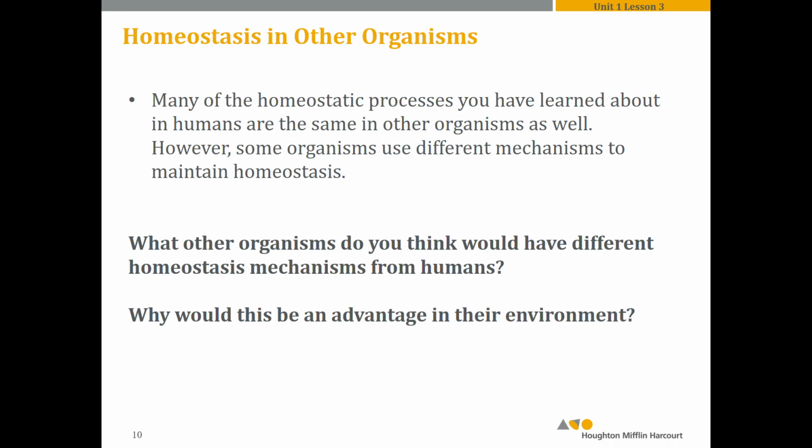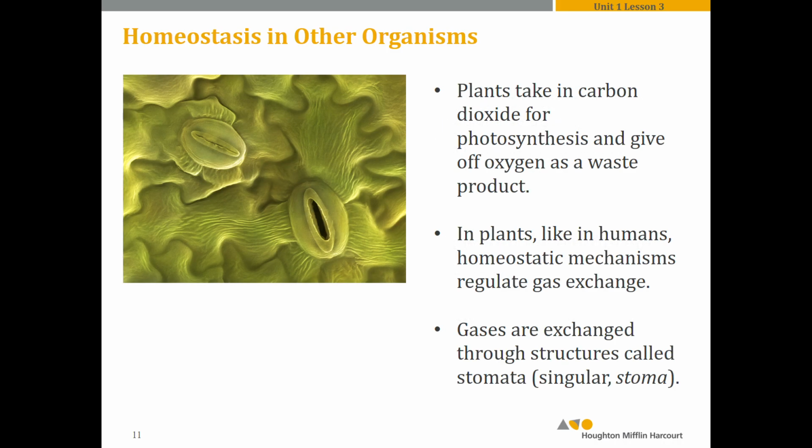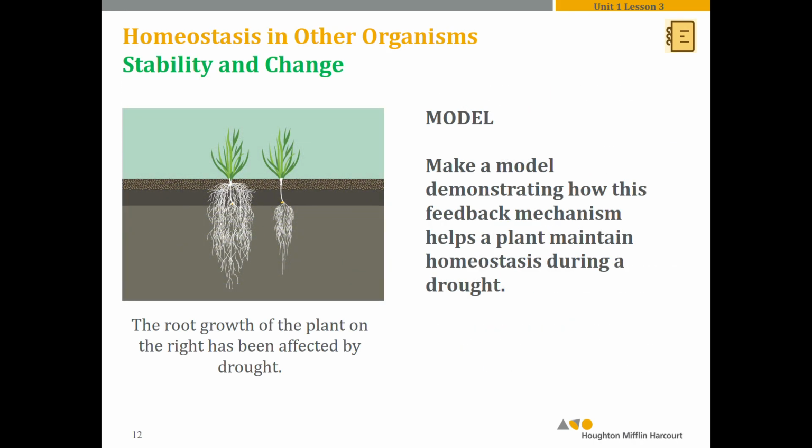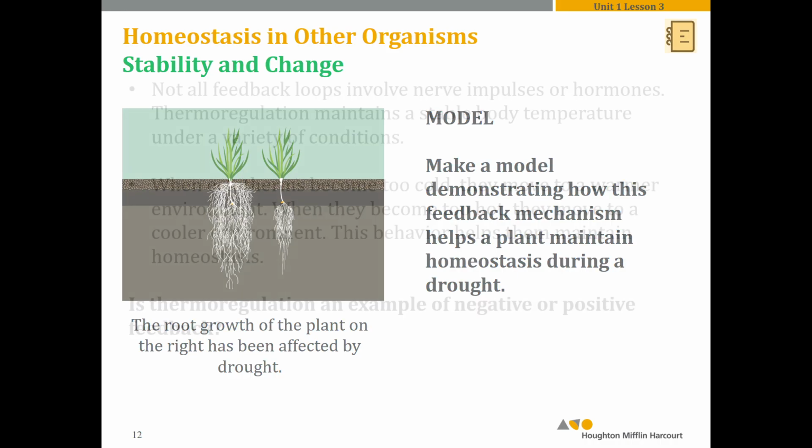Many of the homeostatic processes that we have learned in humans are the same in other organisms as well. In plants, they take in carbon dioxide during the process of photosynthesis and release oxygen. This is a homeostatic mechanism of regulating gas exchange. The gases are exchanged through structures called stomata. Here the feedback system will maintain homeostasis in plants. As we can see, the root growth of the plant on the right has been affected by drought. When there is less water, the plants will grow deep roots in order to maintain homeostasis.